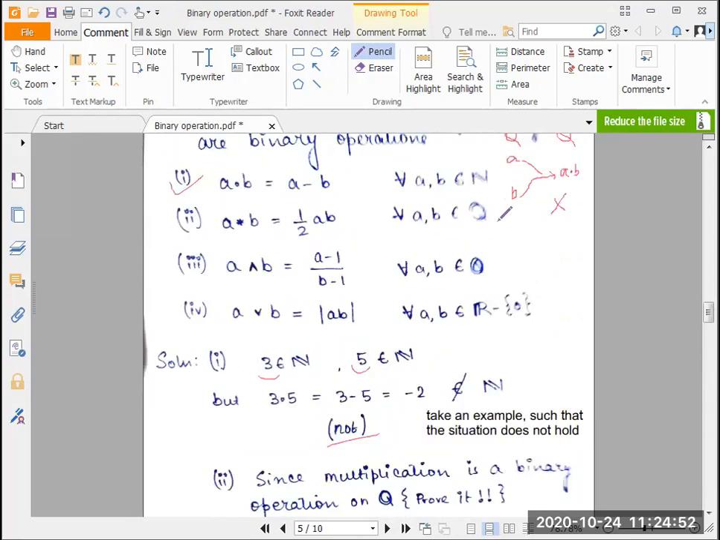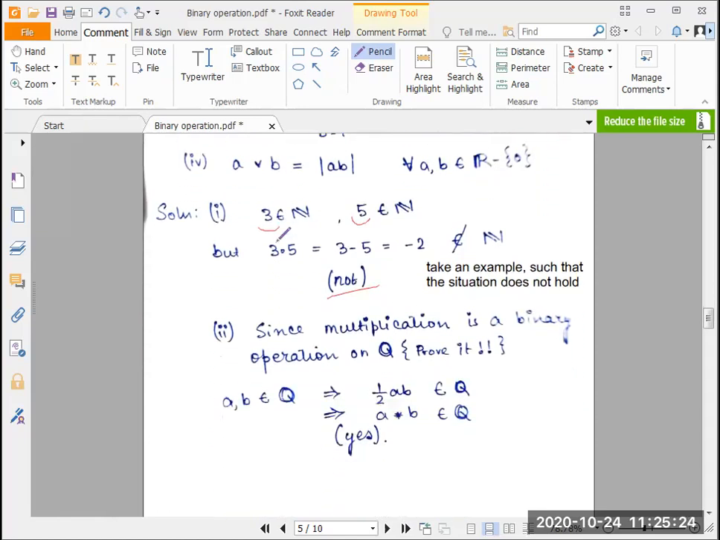The first part of the sum says that the set under consideration has to be a non-empty set. Here the set of rational numbers is by definition a non-empty set, so that part of the definition is cleared out. The next step is, again, we need to see whether for every element in the set of rational numbers, the resultant of A star B, that is half times AB, is a rational number or not.